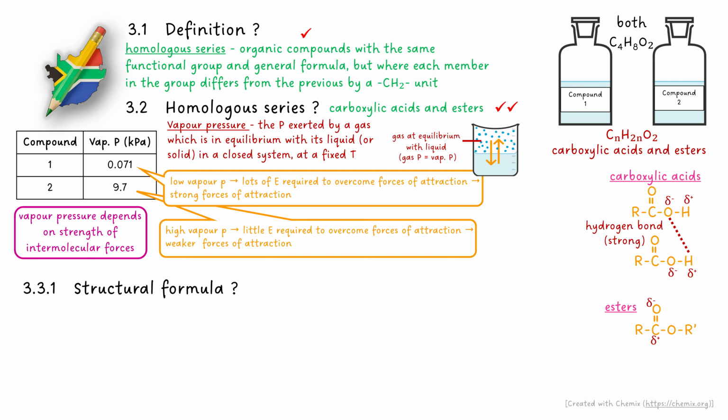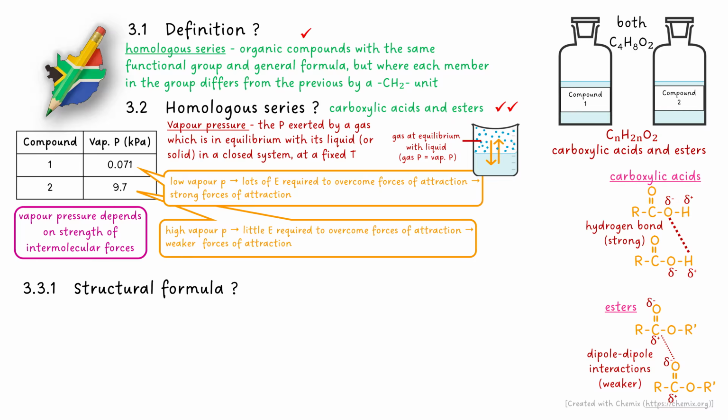But in esters, the charge distribution is across the carbonyl group. The delta positive carbon on one molecule is attracted to the delta negative oxygen on an adjacent molecule. This is a dipole-dipole interaction. Dipole-dipole interactions are weaker than hydrogen bonds.